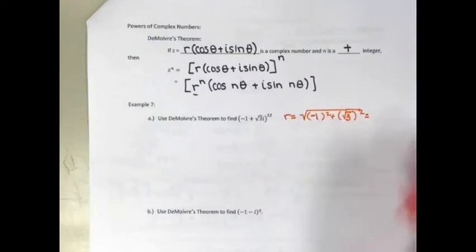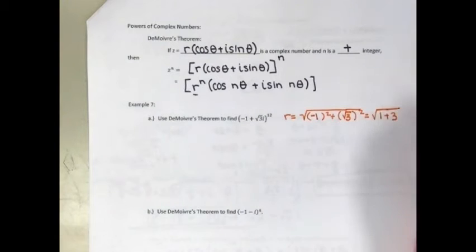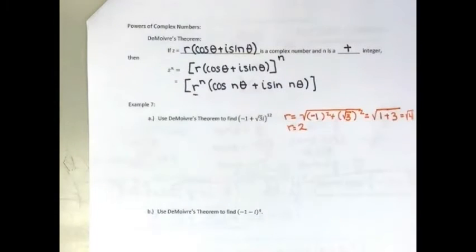So -1 squared is 1. Radical 3 squared is 3, right? So 1 plus 3 is 4. So the square root of 4 is 2. So we know my r is 2. You guys good with that?